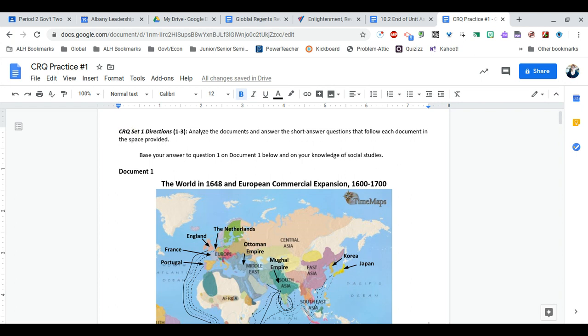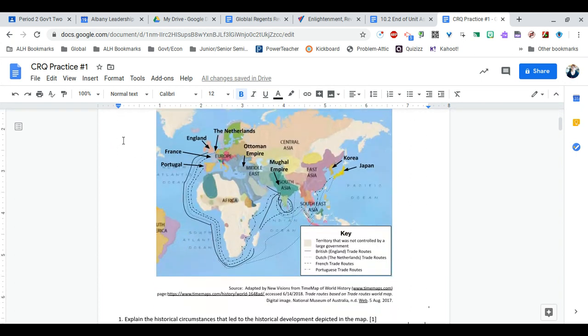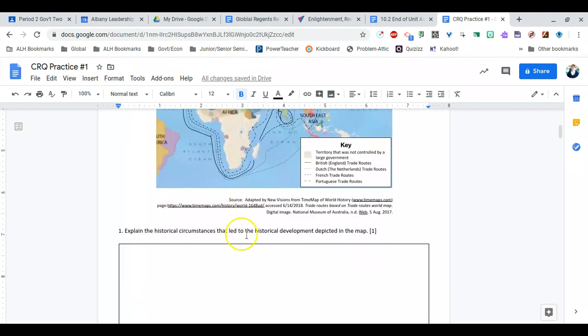Document one is always going to be one of two types of questions. So it's either going to be historical circumstances or geographic context. What we're going to look at right now is historical circumstances for document one. It says, explain historical circumstances that led to the historical development depicted in the map.